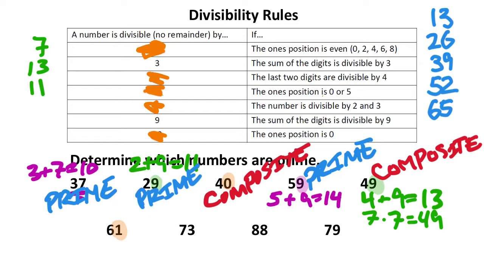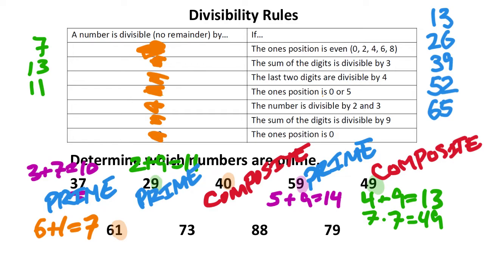Well, let's just check 3. That's all we really need to do. So I would say, okay, 6 plus 1, that's 7. 7 is not a multiple of 3. So it's not divisible by 3, which means it cannot be divisible by 9 either.